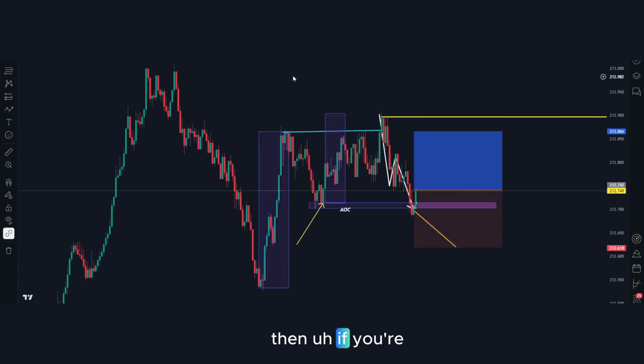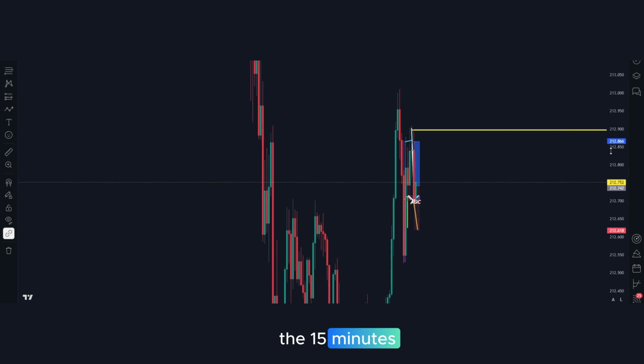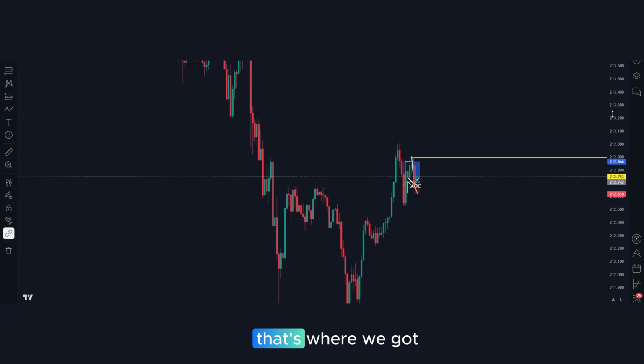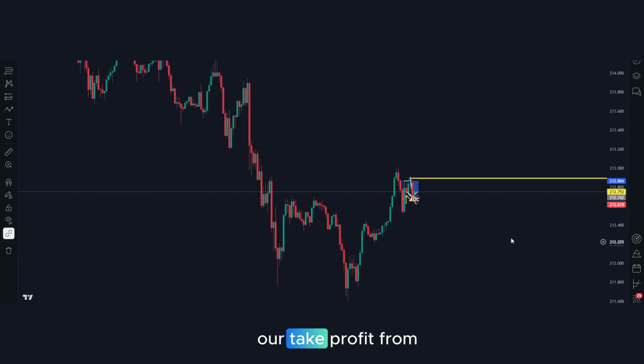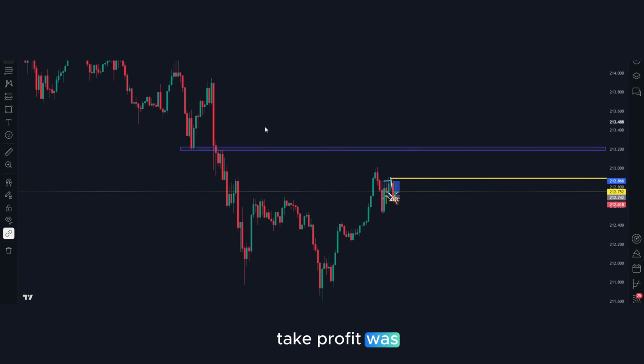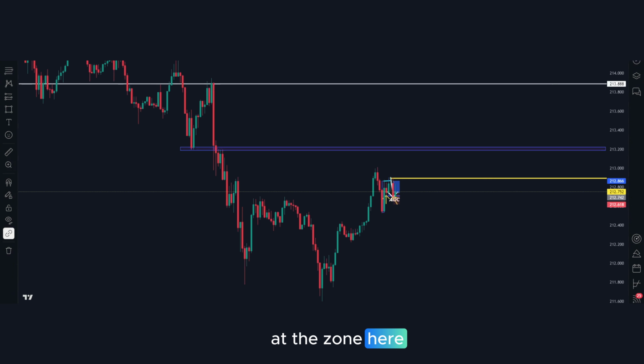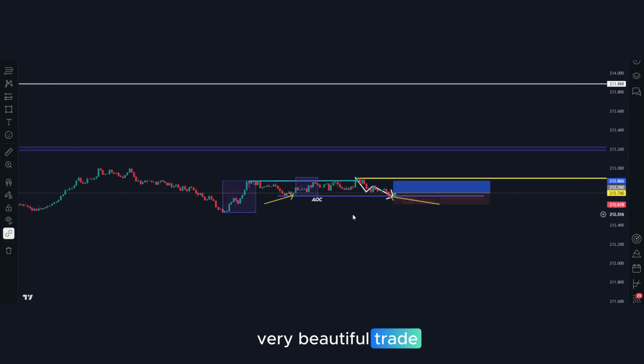Then if you zoom in into the 15 minutes, that's where we got our take profit from. We had our take profit around this zone. That was our take profit 1, and then the last take profit was at this zone here. So it was a very beautiful trade.